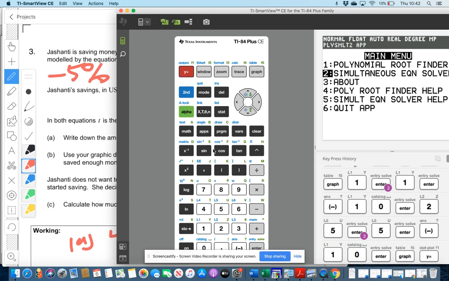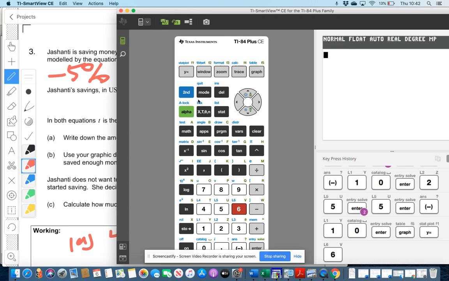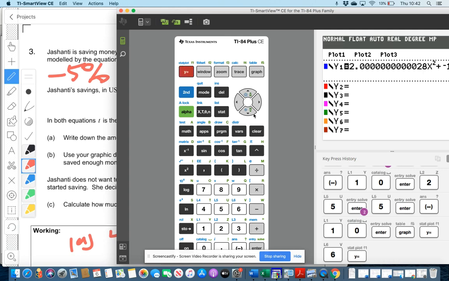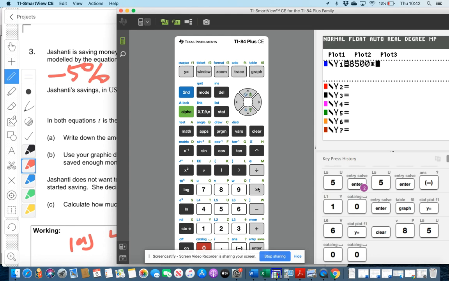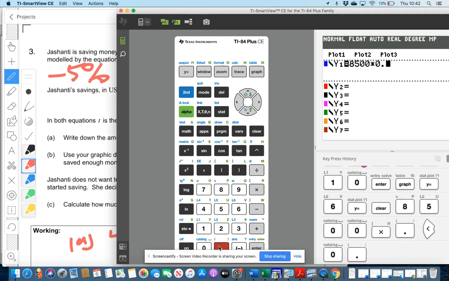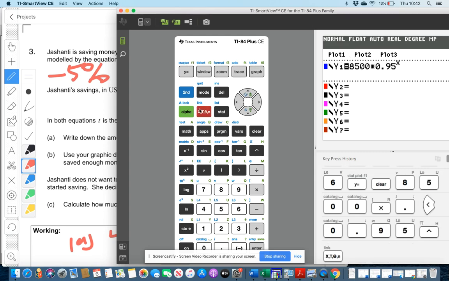Go to Y equals, quit out of our app from before. Y equals, clear. Y1 is 8,500 times 0.95, or 0.95. Let's do it the European way. To an exponent of x. Okay, so that is our car depreciating function.